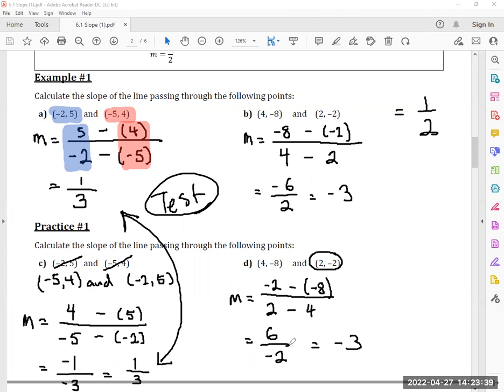This is our key idea. The following examples that I have is simply me going through the different styles of questions, like what if I give you a t-table? What if I give you a graph? But the key idea is this formula. If you can do this formula with a t-table, if you can do this formula with a graph, you're set. That's all it is. Let's take a look at example 2.